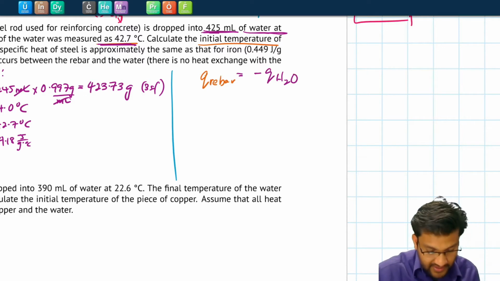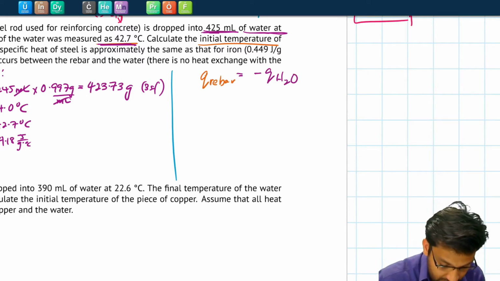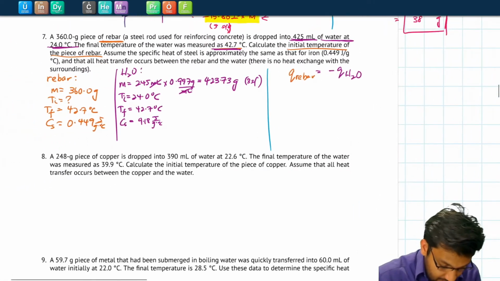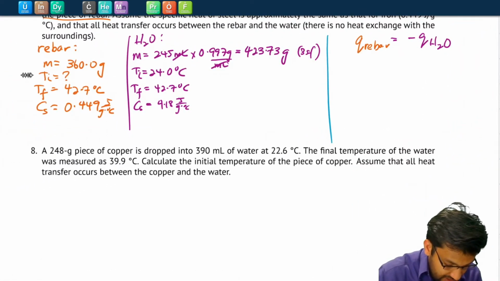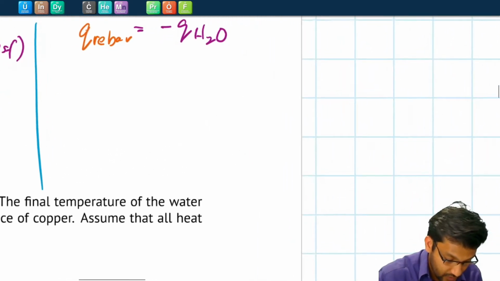Right? The rebar is our system, the water is our environment, so the heat lost from one should be the heat gained from the other. Looking at this, we are missing information for the rebar, but we have all of the pieces of information we need to calculate Q for the water. So let's calculate Q for water.